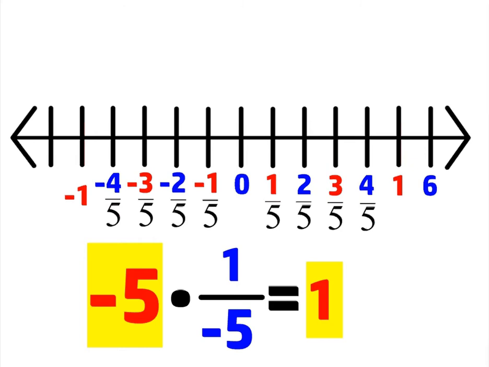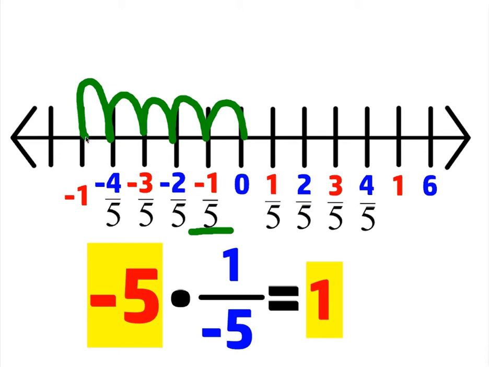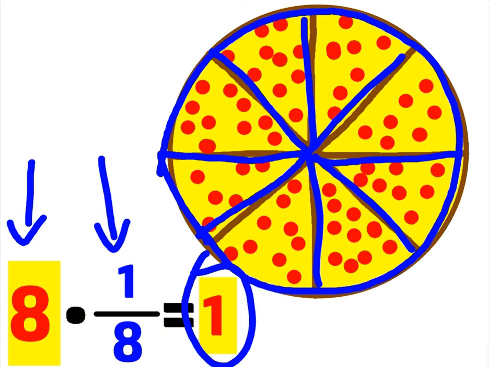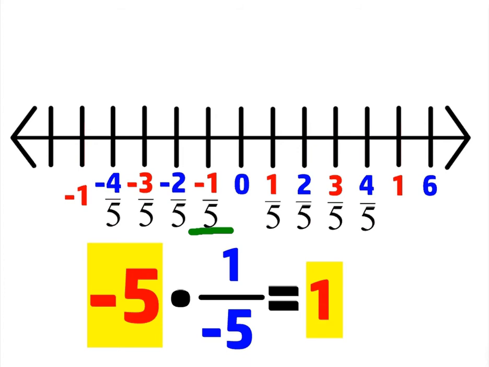This also works for negative numbers, and in this case I didn't want to use a pizza. It's kind of hard to think about negative pizza, so we're going to look at the number line. So if I have negative 1/5, which let's use green this time, here's negative 1/5 right here. If I multiply that by 5, I get 1, 2, 3, 4, 5 negative 1/5. But if I multiply that by negative 5, then basically what I'm doing is I'm taking that negative 1/5 away 5 times.